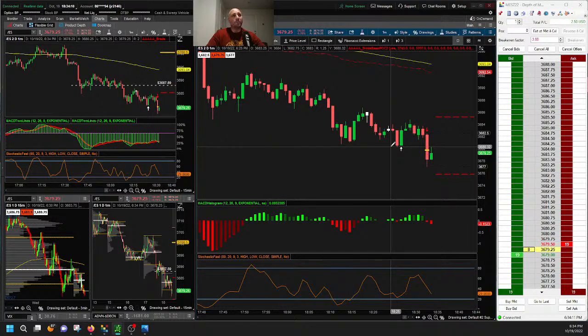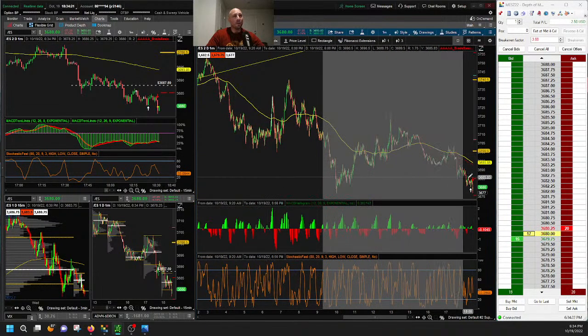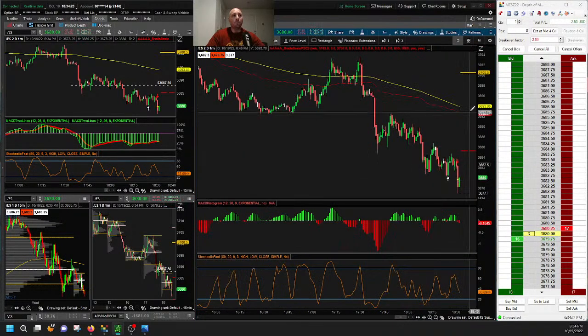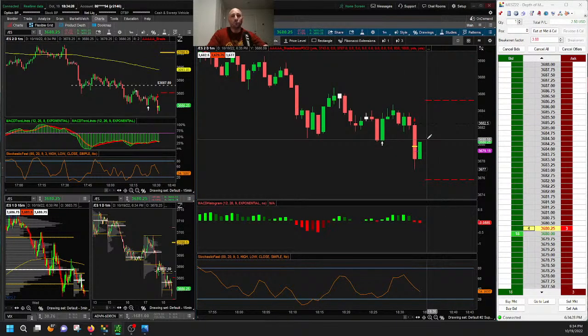Could try a short here, right? Again, I'm not taking it. It's too quick, and I don't like it. There's nothing I like in this market right now, so no trade. Again, this is the part that's hard: not to overtrade, not to trade just to trade.